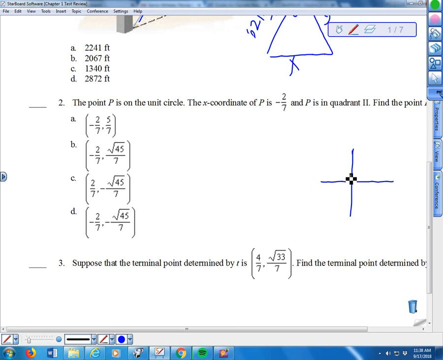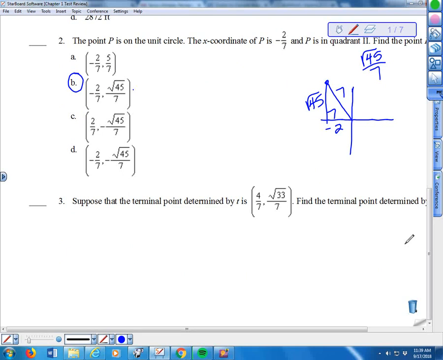So I always just draw my triangle. The x-coordinate is really what? Sine or cosine? Cosine. So I could just go ahead and, in my triangle, make it cosine. I'm trying to find the y-coordinate, so I'm just going to take 49 minus 4 is 45, and the square root of that. So the y-coordinate must be the square root of 45 sevenths. The x-coordinate's what they gave me, so it's got to be this one.